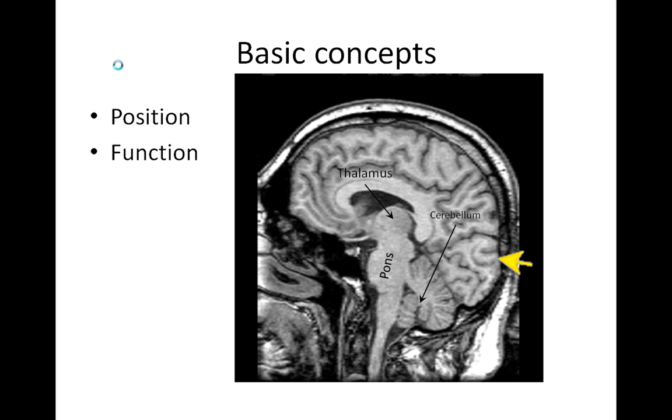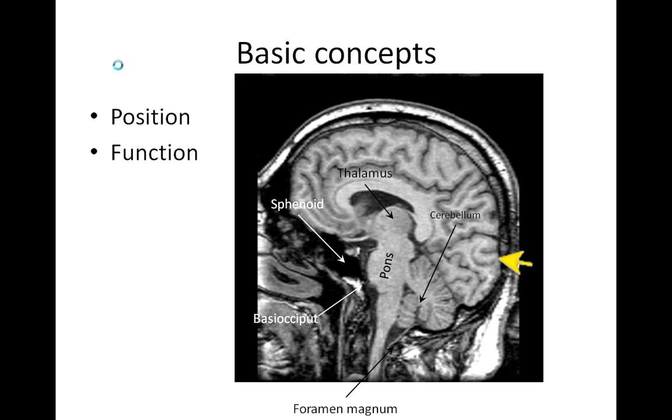In terms of its relation to bone, it should be noted that it lies above the level of the foramen magnum, and it lies behind the basi-occiput, and also behind the body of the sphenoid as well.